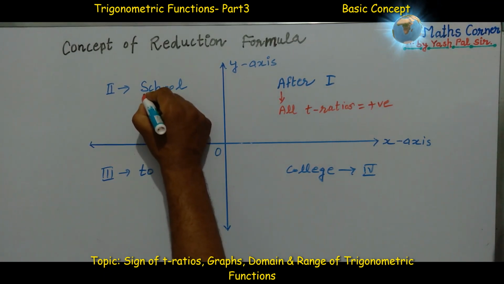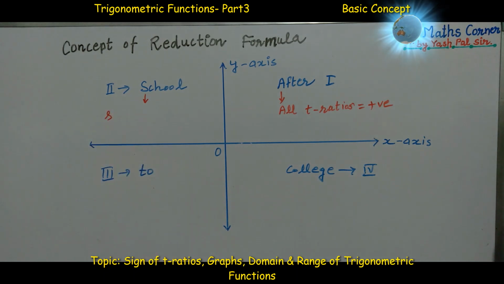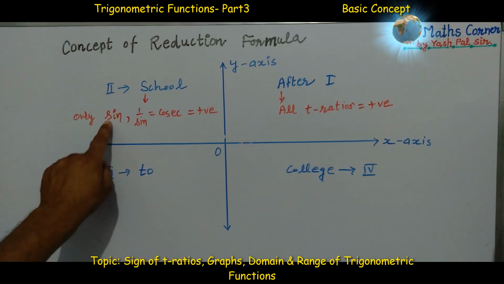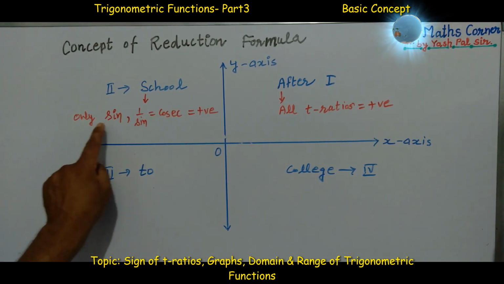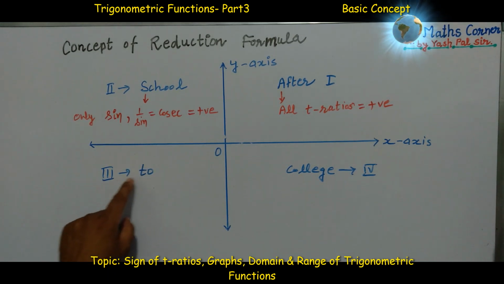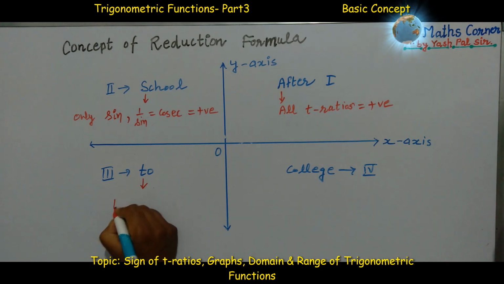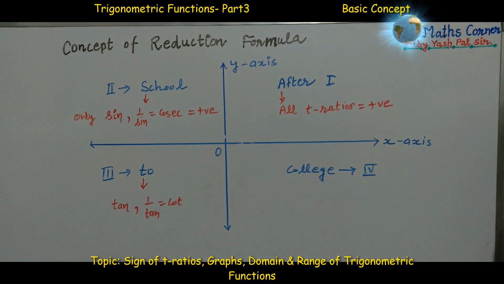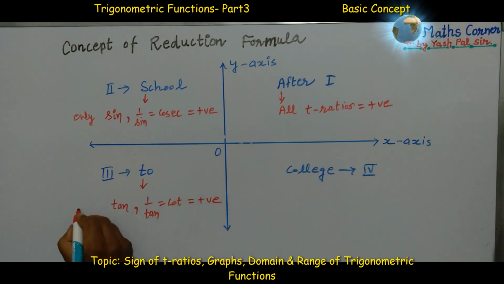Here we select the first letter of school, that is S. It means sine and its reciprocal 1 upon sine, which is cosecant theta. Only sine and cosecant they are positive. Here in third quadrant T, the first letter is T. T mean tangent, tangent and its reciprocal 1 upon tangent, which is cotangent theta, they are positive. Only these T ratios are positive in third quadrant.